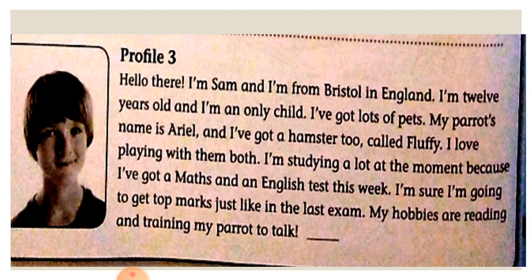Okay, third profile is, "Hello there, I'm Sam. I'm from Bristol in England. I'm 12 years old and I'm an only child." It means he has no brothers and sisters. "I've got lots of pets. My parrot's name is Ariel and I've got a hamster too called Fluffy. I love playing with them both. I'm studying a lot at the moment because I've got a maths and an English test this week. I'm sure I'm going to get top marks just like in the last exam. My hobbies are reading and training my parrot to talk."